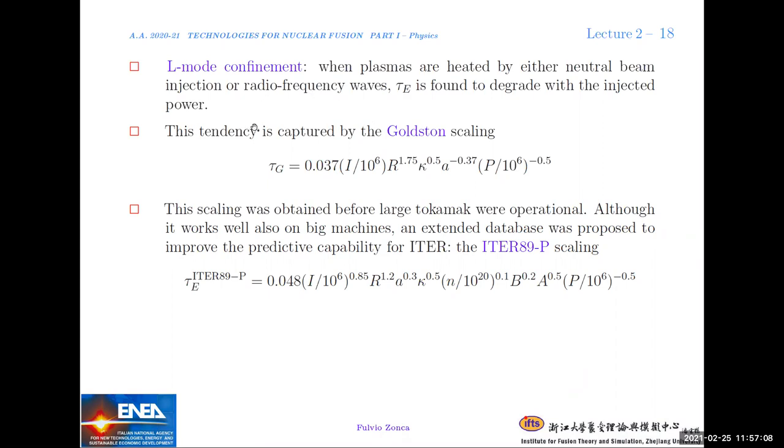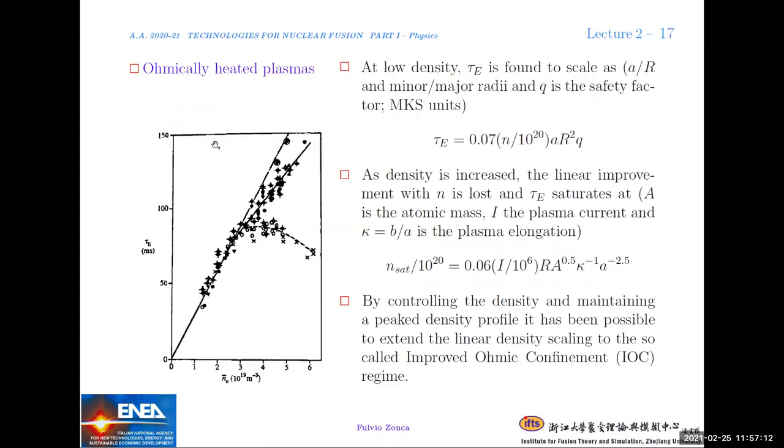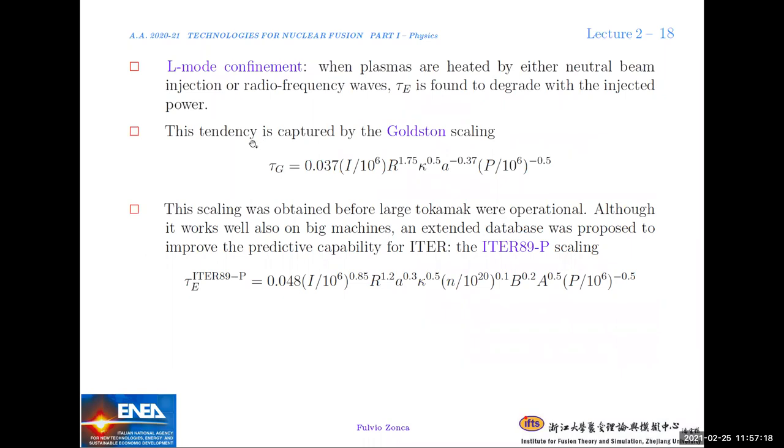This plasma improved over the performance where only ohmic heating was put inside. However, what happened is that additional power put inside the plasma was really giving you an advantage, because of course, the more power you put in the plasma, the better you go. However, not all the time.